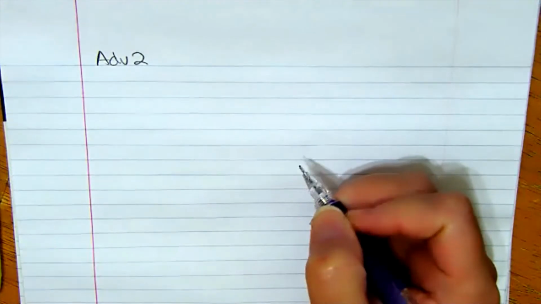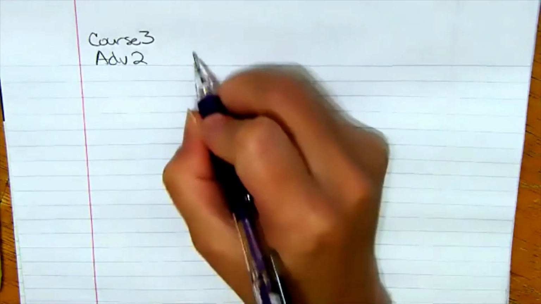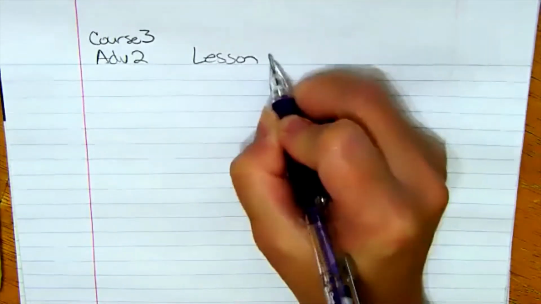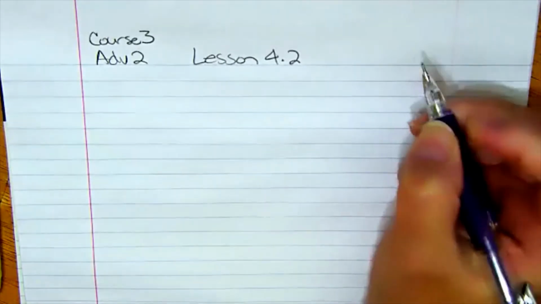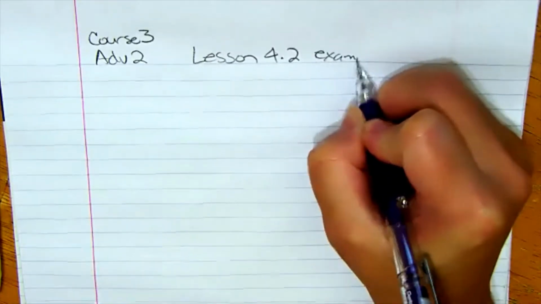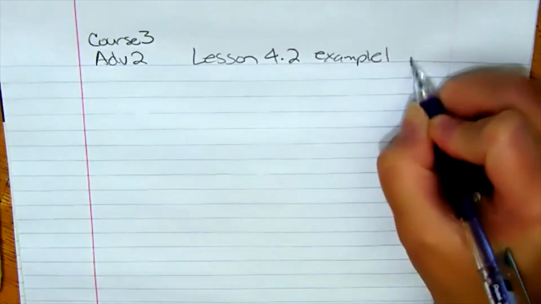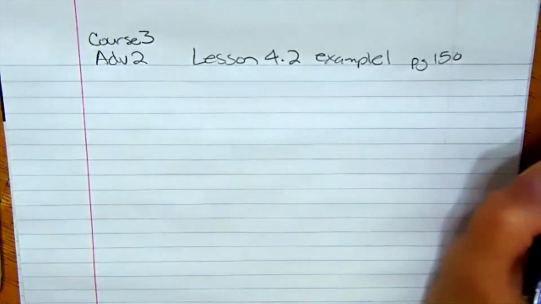Okay, if you are in 7 Accelerated, we're working from the Advanced 2 textbook. If you are in Math 8, we are working from the Course 3 textbook. We are doing lesson 4.2, example 1, and we are on page 150.